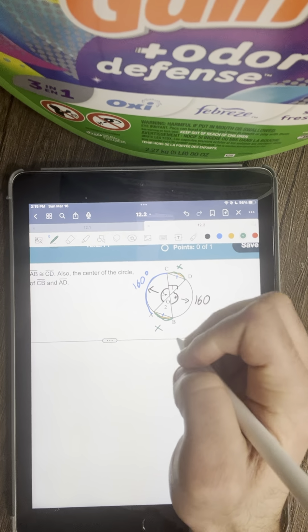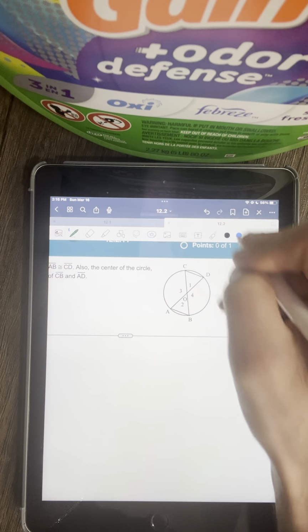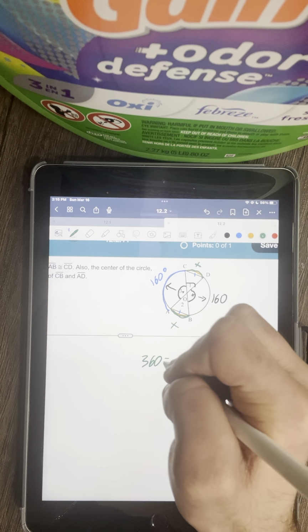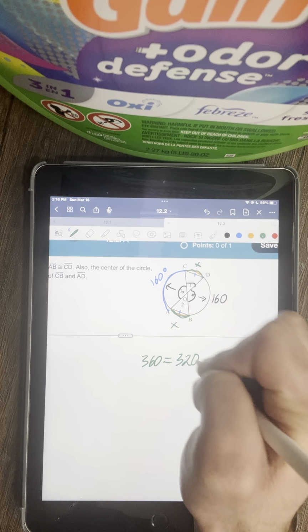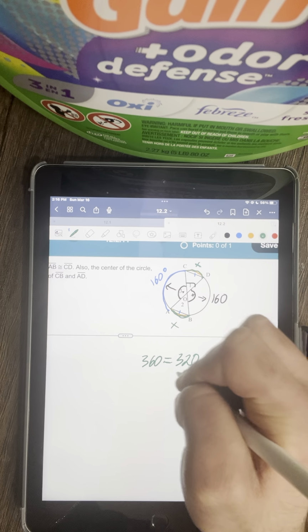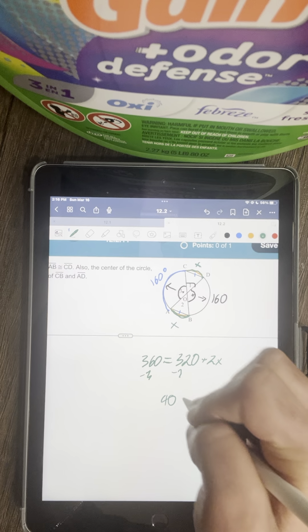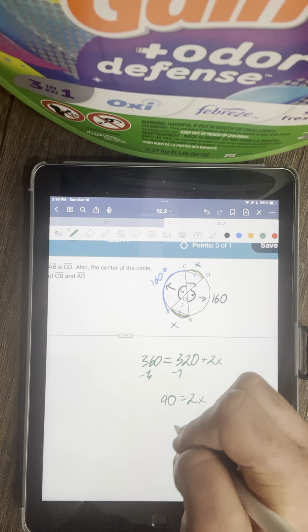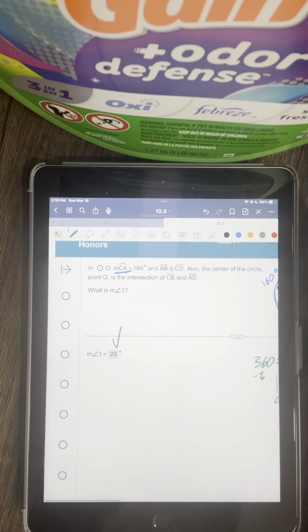So now we're going to do 160 plus X plus 160 plus X equals 360. So that's really going to give us 360 equals 320 plus 2x. Minus 320 on both sides gives us 40 equals 2x. So my x is equal to 20. So is my x 20? Yes, it is. So that's the answer.